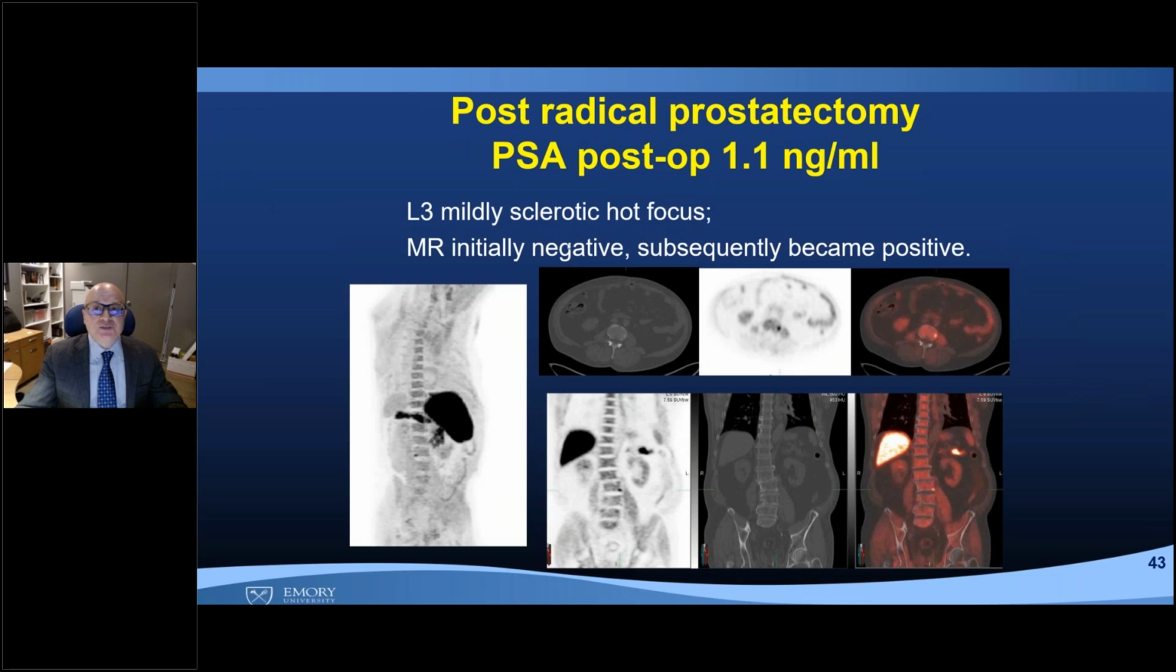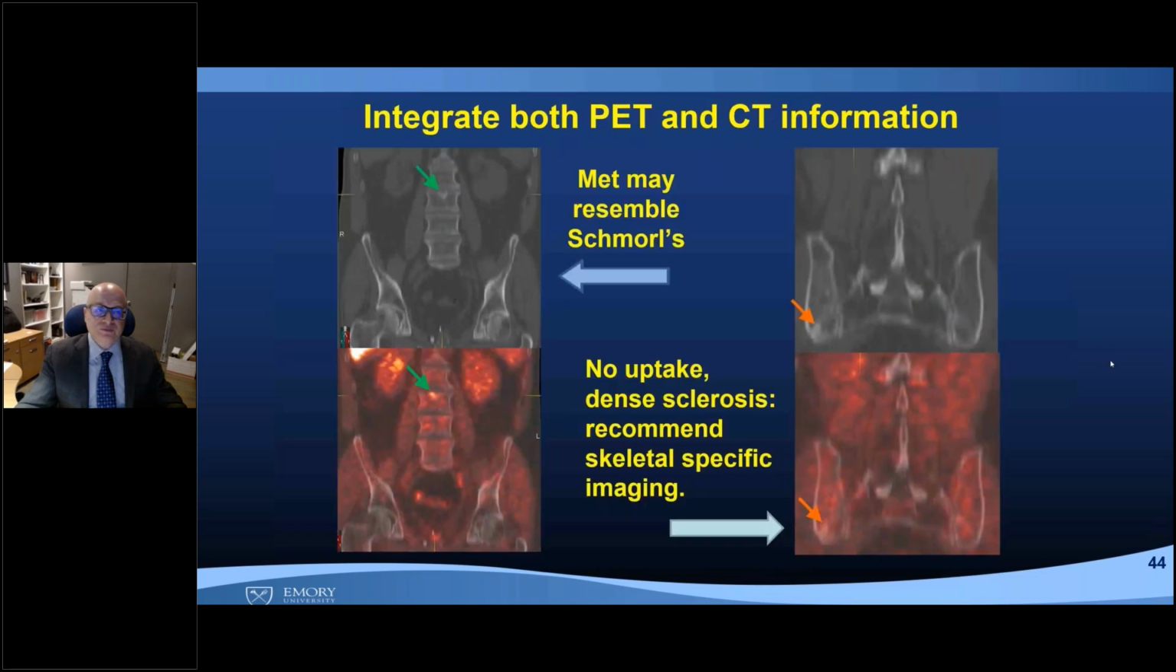This patient is post-radical prostatectomy, PSA of 1.1. We could see a focal uptake on the MIP image near the end plate. It corresponds to a subtle sclerosis. And actually, MR was initially negative, but then they repeated the MR and it subsequently showed a metastasis. We've seen cases where a MET can resemble a Schmorl's node and there's uptake within it. So it's important to integrate both the PET and the CT information.